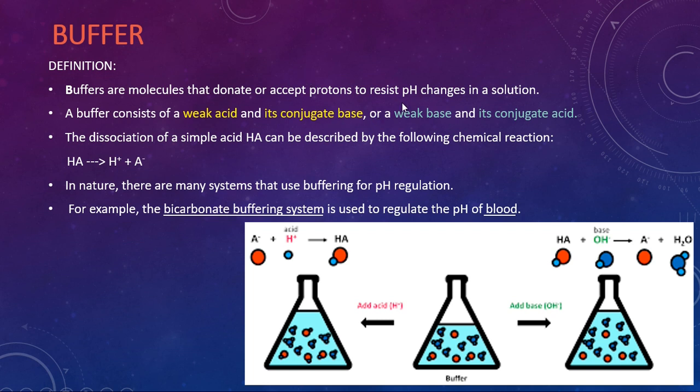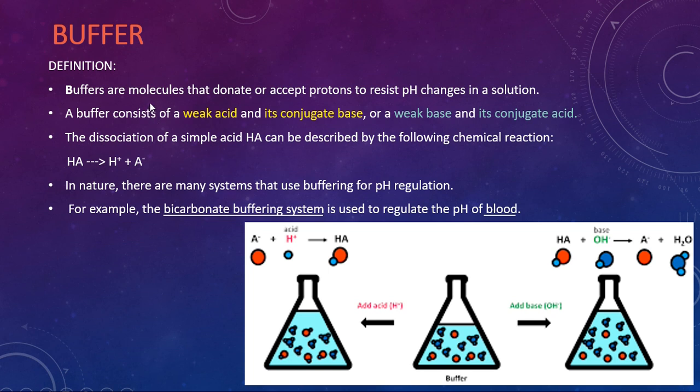vice versa. That means a weak base and its conjugate acid. So once again, the definition of a buffer is like this. A buffer is an aqueous solution consisting of a weak acid and its conjugate base, or vice versa. That means a weak base and its conjugate acid.